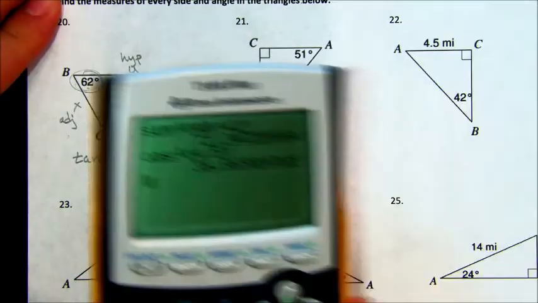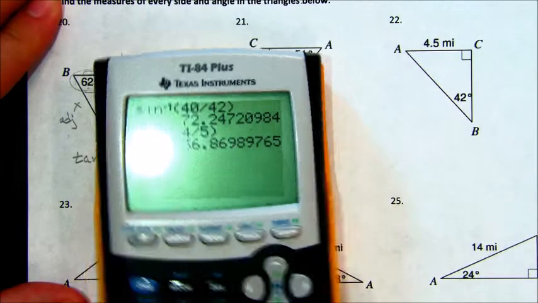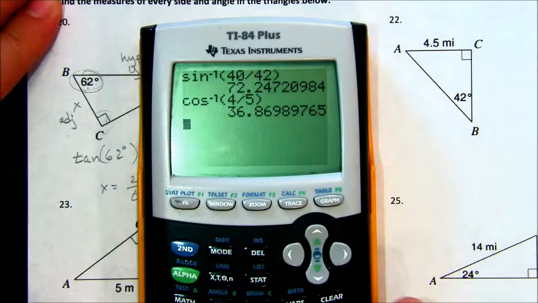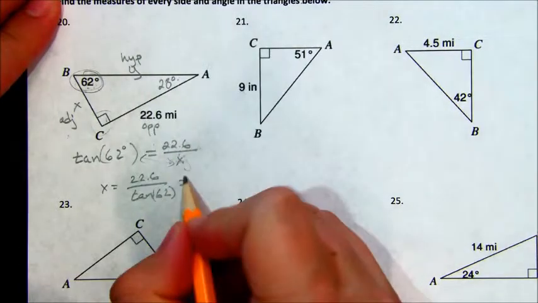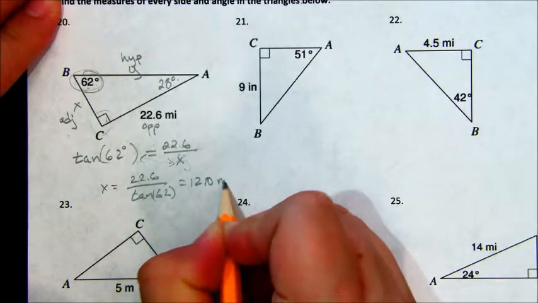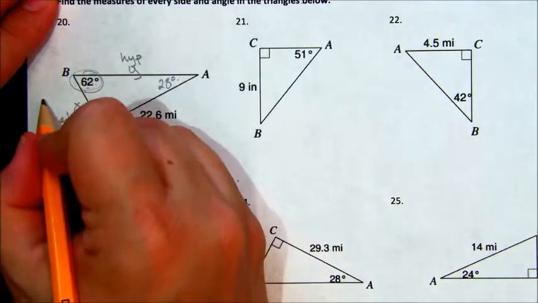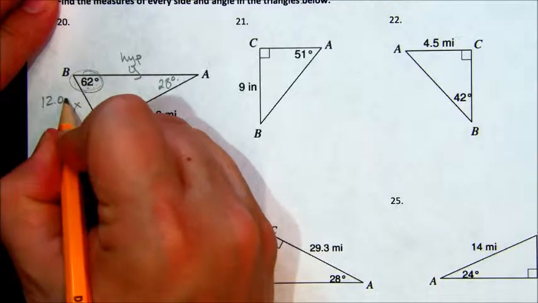And I'll put that whole thing in my calculator so I don't have to worry about losing stuff when I round. So 22.6 divided by tan 62. I get 12.0 miles. So this side over here is going to be 12.0 miles.